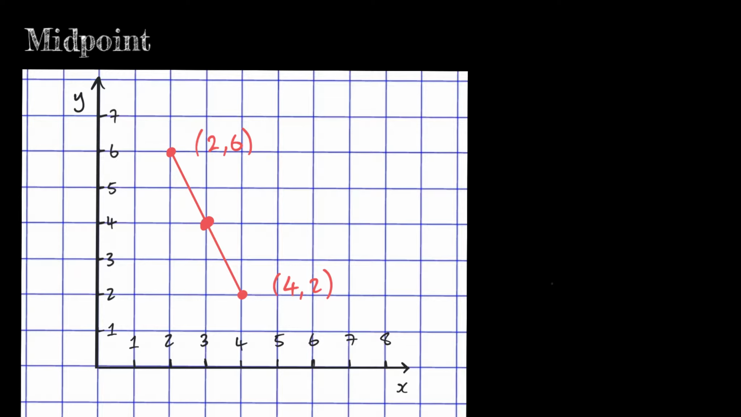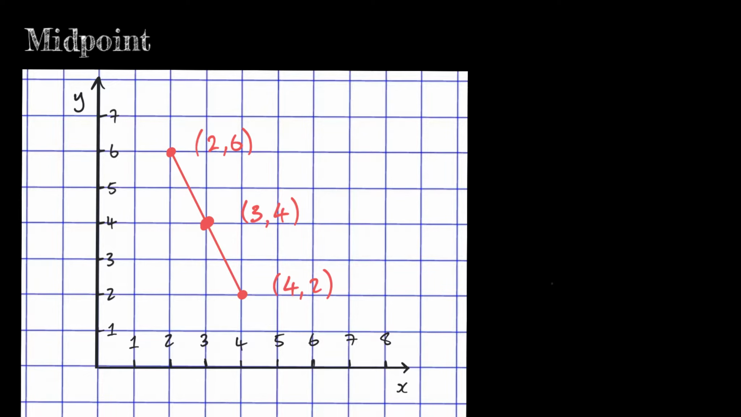So what's my x coordinate in this case? My x coordinate is going to be 3, and my y coordinate is going to be 4. Based on what we've done so far, if I add 2 and 4, I'll get 6, and if I divide it by 2, I'll get 3. If I add 6 and 2, I'll get 8, and if I divide it by 2, I'll get 4. So I can add them and divide by 2 to get my midpoint.